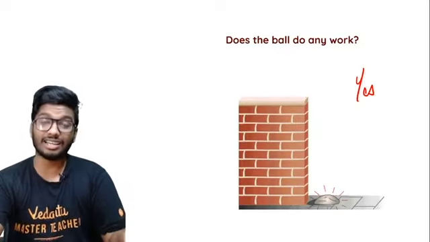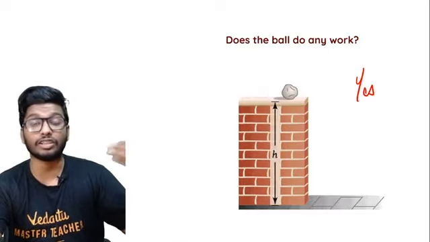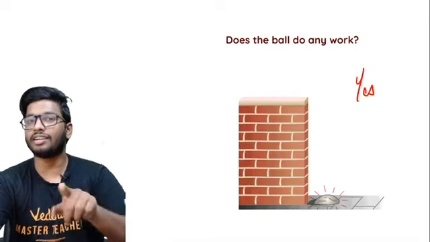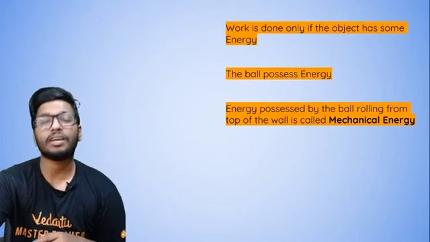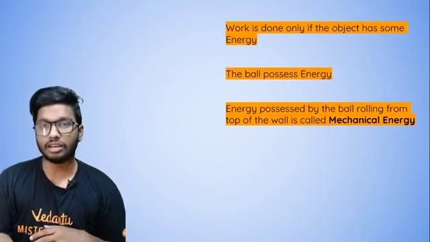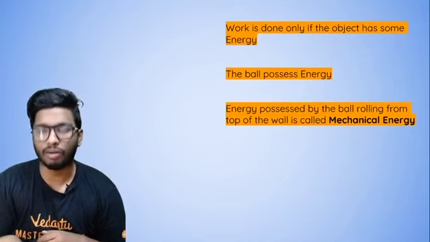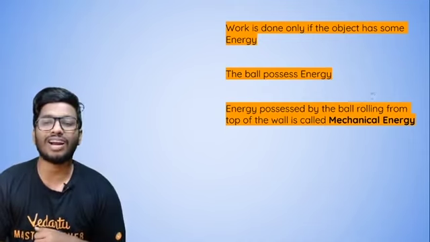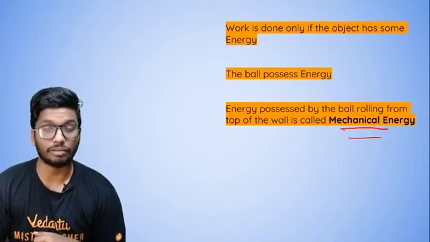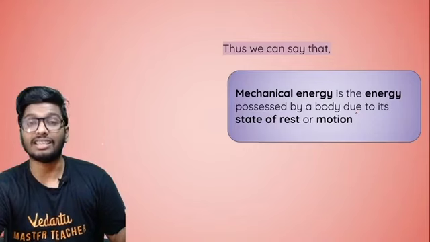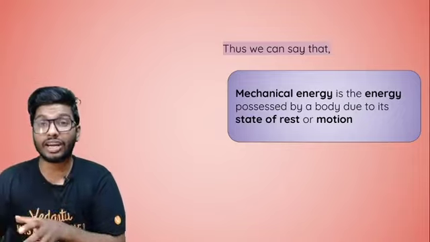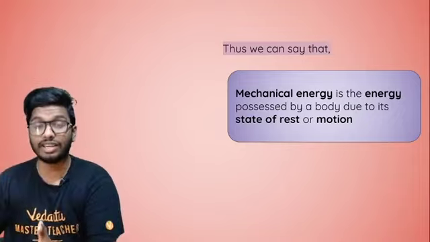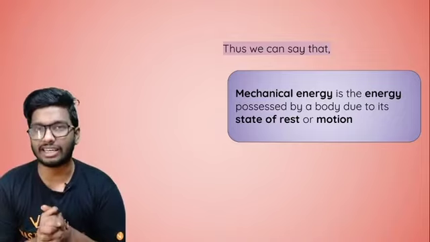We've seen in the last session that energy is nothing but the capacity to do work. If there's no energy, there'll be no work done. Because there is work done, there is some sort of energy as well. Now, the energy possessed by the rock in this situation is what is called mechanical energy. What is mechanical energy? It is nothing but the energy possessed by a body by virtue of its state of rest or motion.